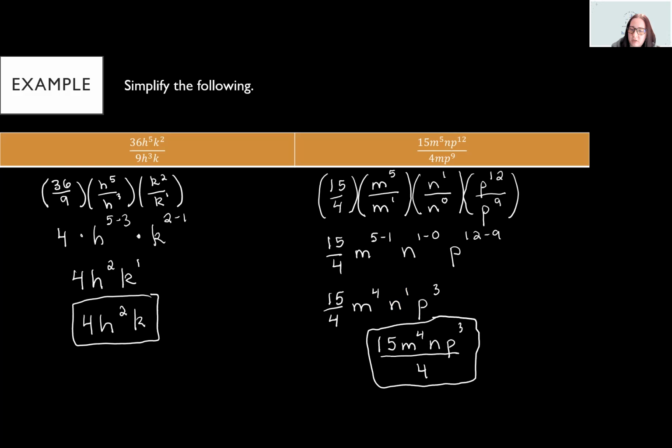So it would be 15 m to the 4th n p cubed over 4. So it's the same thing as the 15 over 4 and then having it without a fraction. It's just when we're dealing with exponential expressions, if we have a fraction, we usually like to put it all in that fraction versus having a fraction in front and then something else.